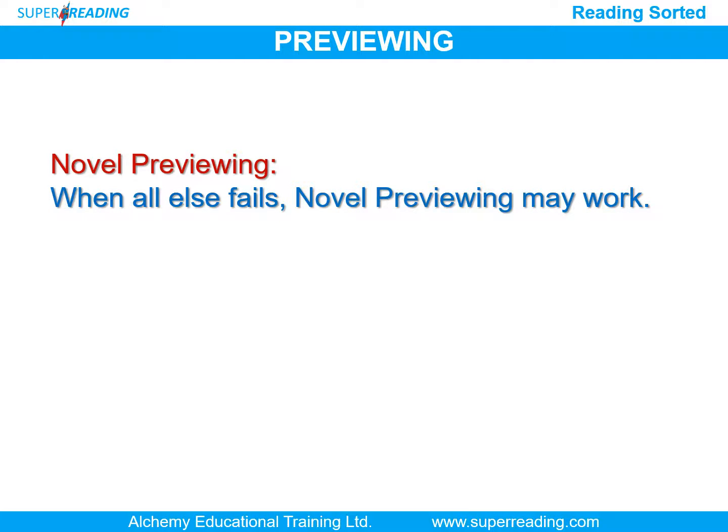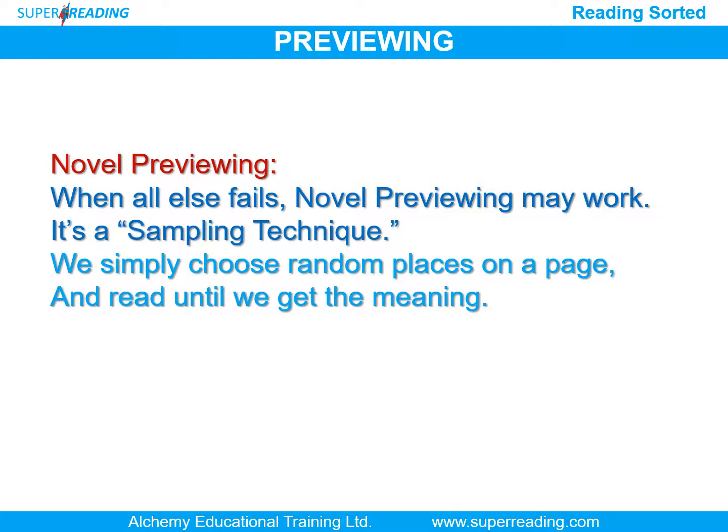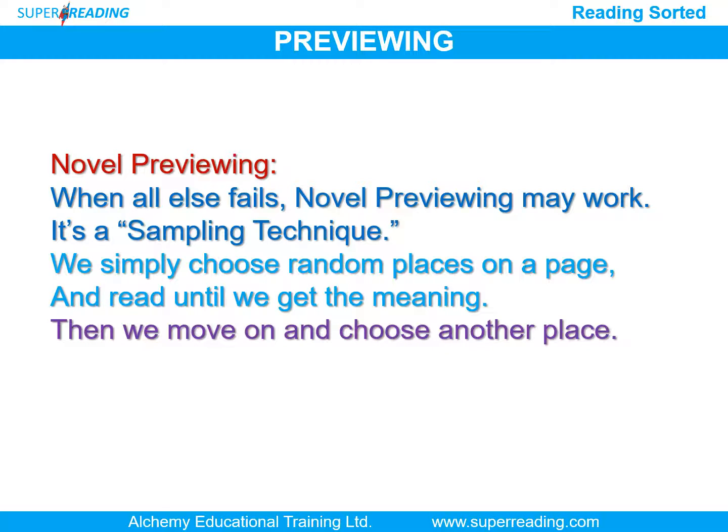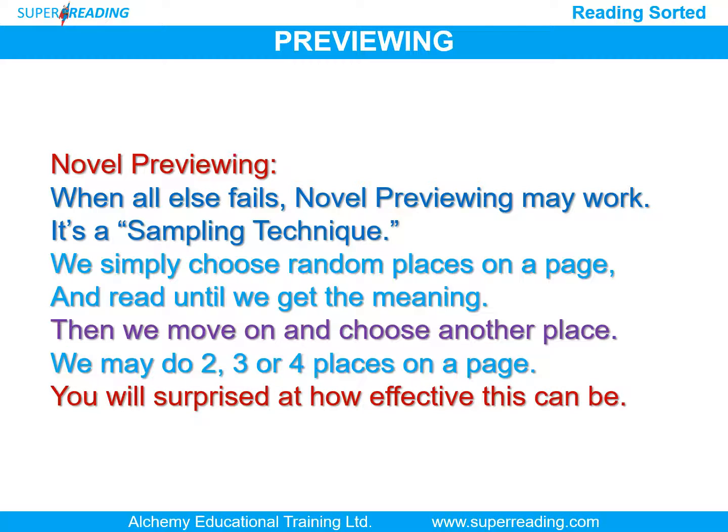Novel previewing. When all else fails, novel previewing may work. It's a sampling technique. We simply choose random places on a page and read until we get the meaning. Then we move on and choose another place. We may do 2, 3, or 4 places on a page. You will be surprised at how effective this can be.